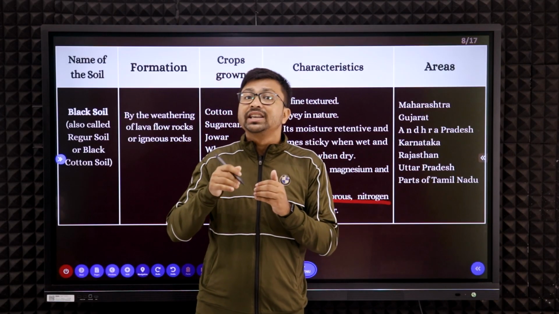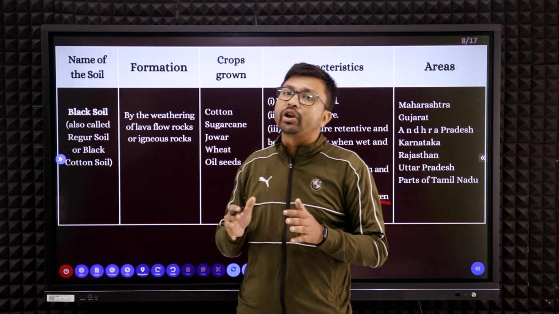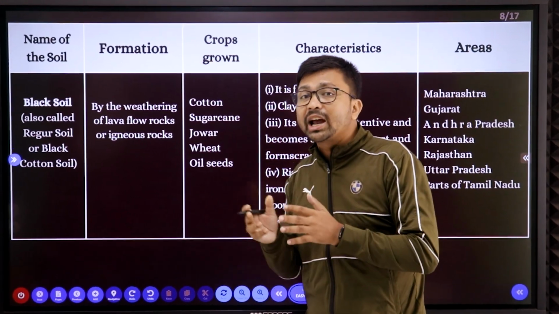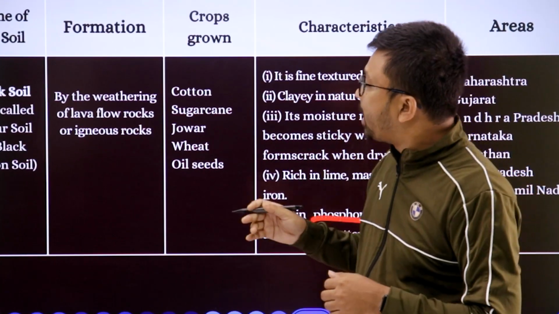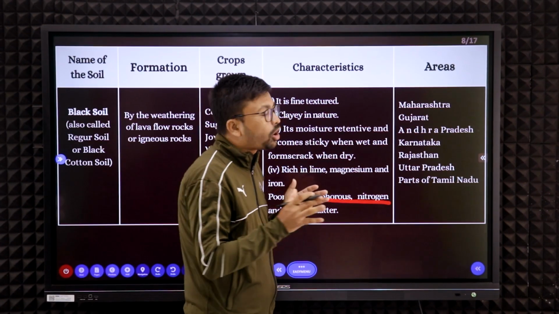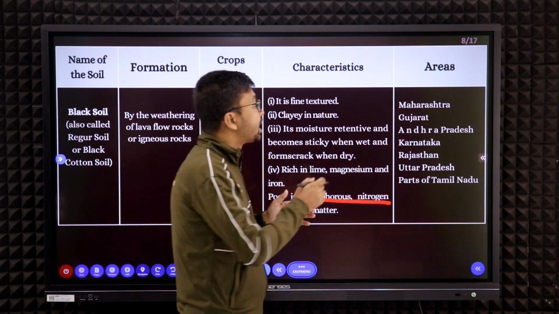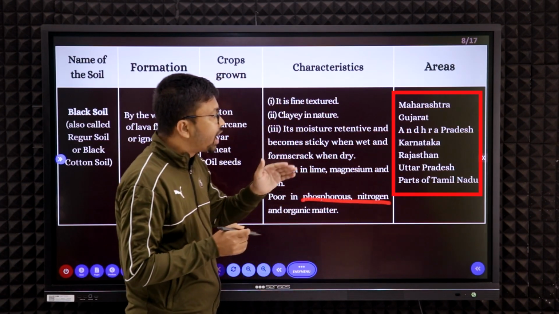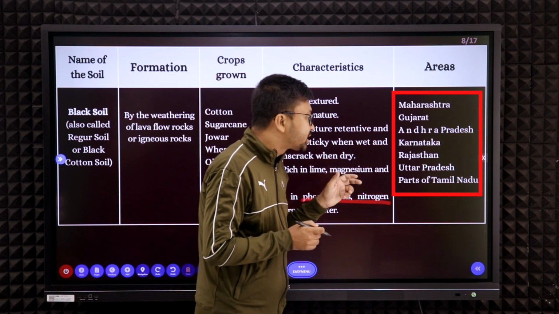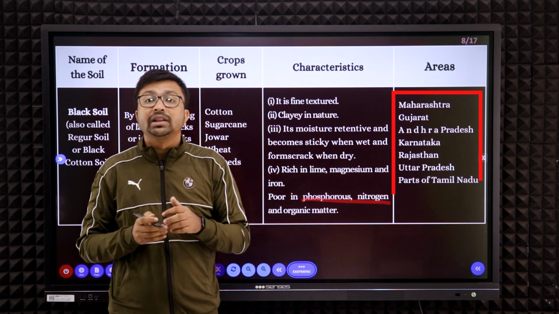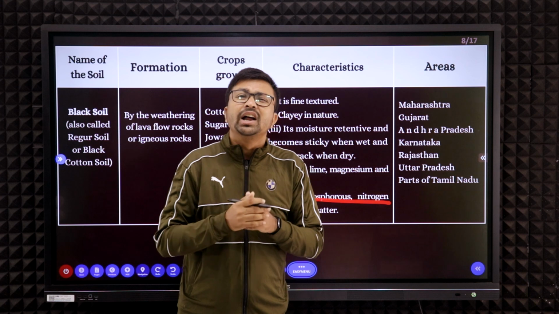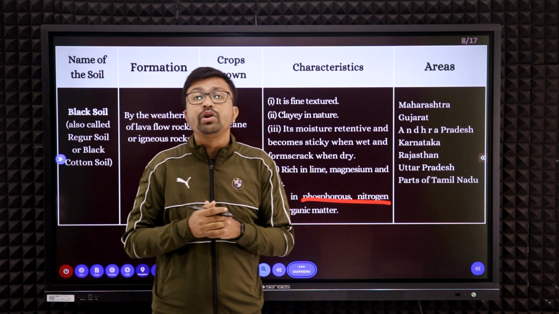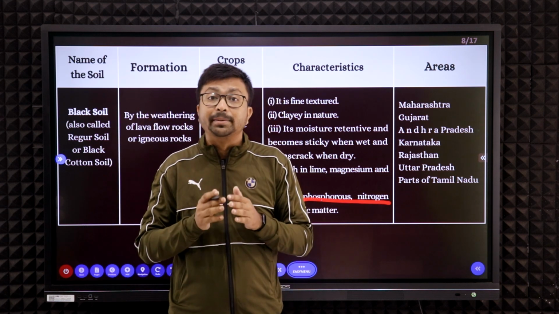Now basalt rock is found much more in the Deccan Plateau area, because the Deccan Plateau area is made up of basalt rock. So obviously those soils will be found in states like Maharashtra, Gujarat, Andhra Pradesh, Karnataka, Rajasthan, Uttar Pradesh and part of Tamil Nadu. Even along the Narmada and Tapi rivers, we will get this black soil maximum.